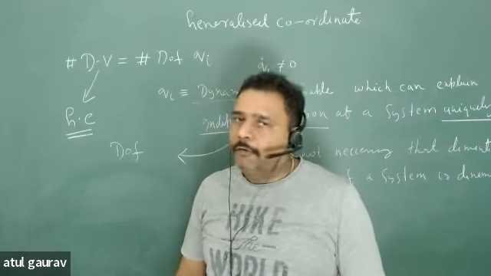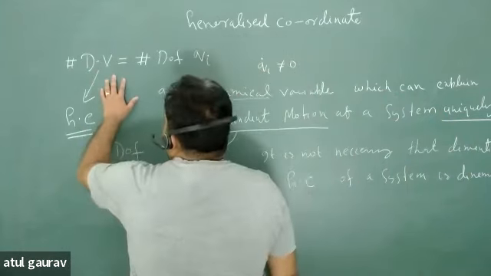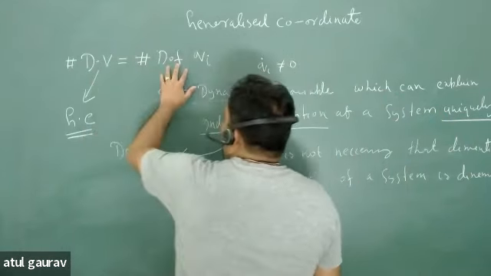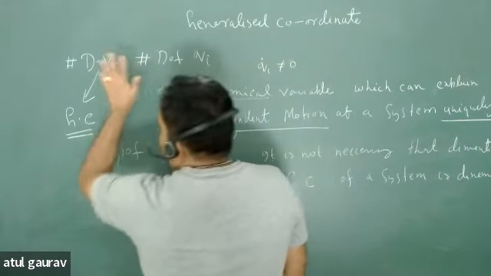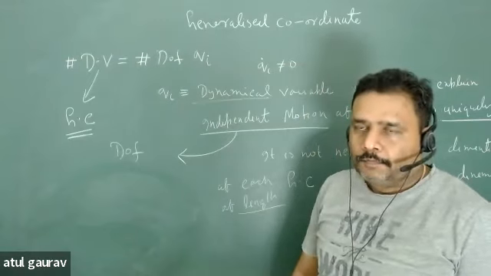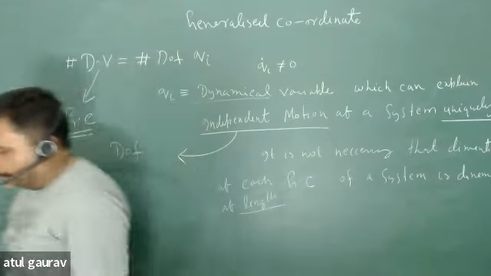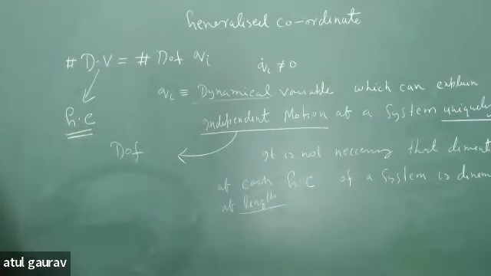Whenever you are going to solve a problem, you always check whether your number of dynamical variables is equal to the number of degrees of freedom. If yes, then you can go for generalized coordinates. Okay. Now we will go for what? Generalized velocity. So let's try to go for generalized velocity.